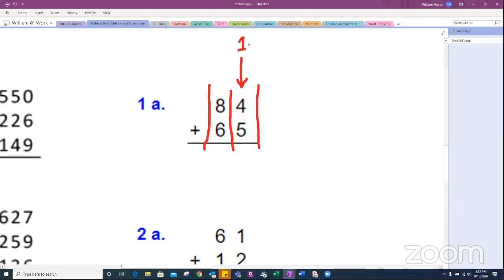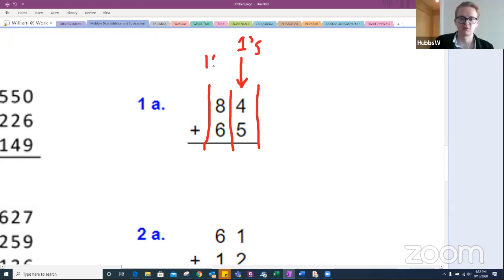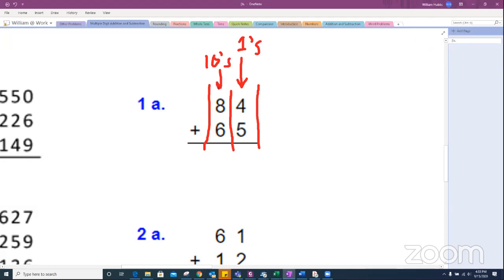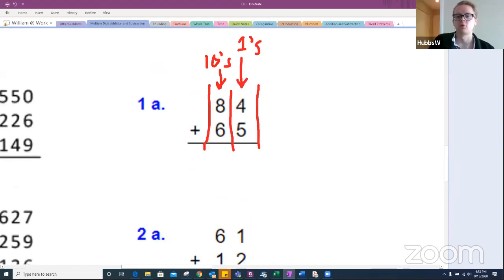So this is the ones place, which makes this the tens place right here. Okay, so what is 4 plus 5? Anyone can shout it out? 4 plus 5 is 9.